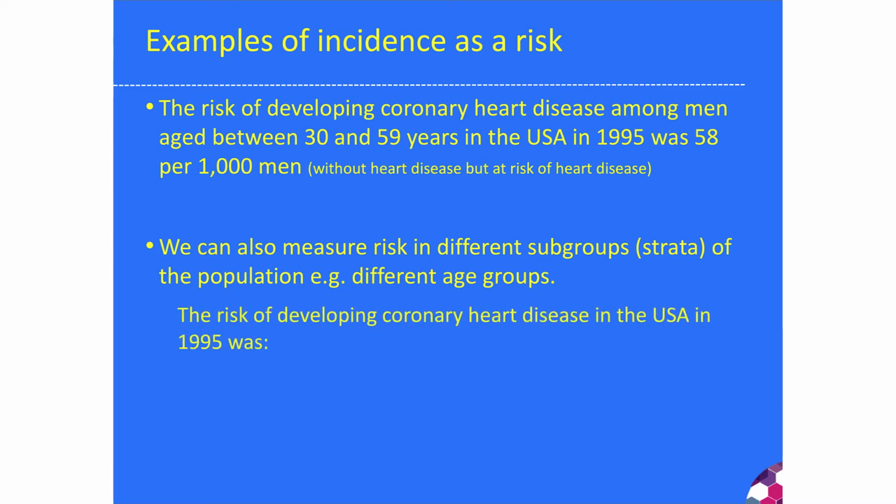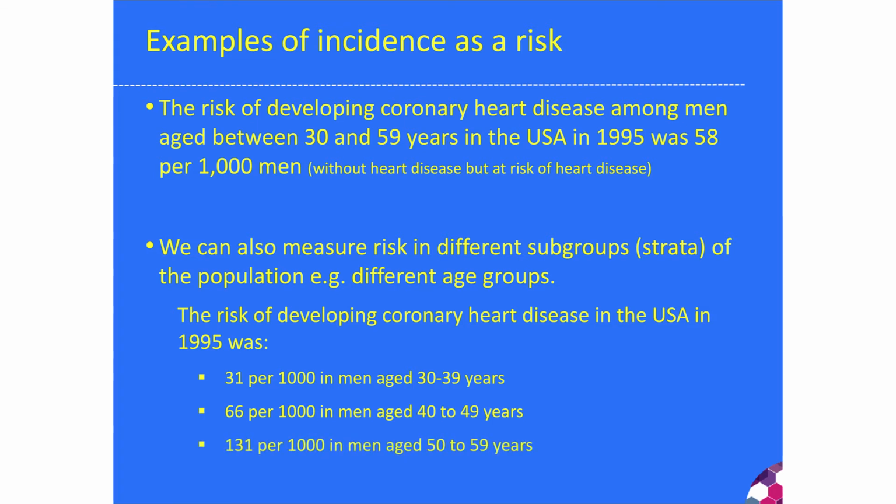strata of the population. So it's the risk of developing coronary heart disease in the USA in 1995 was 31 per 1,000 in men aged 30 to 39 years, 66 per 1,000 in men aged 40 to 49 years, and 131 per 1,000 in men aged 50 to 59 years. And you can see the value of giving age groups because you can see that the risk increases as the men get older. And that is a better, more useful guide to the risk than age group from 30 to 59 years.